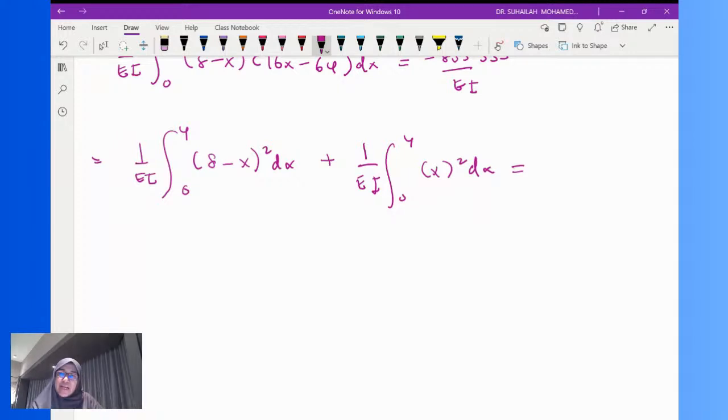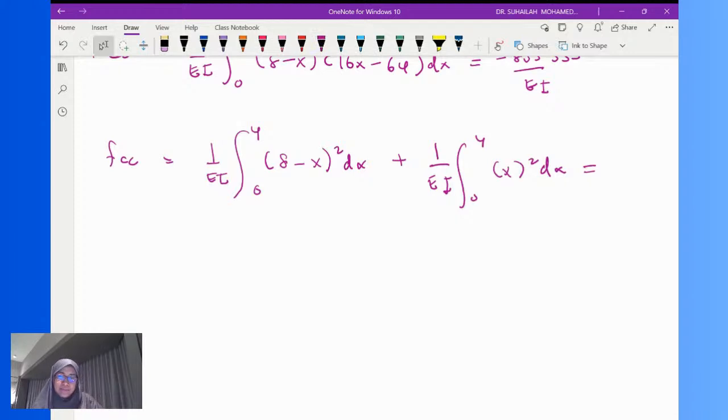Okay, what is the answer for the second one? For FCC, please calculate.